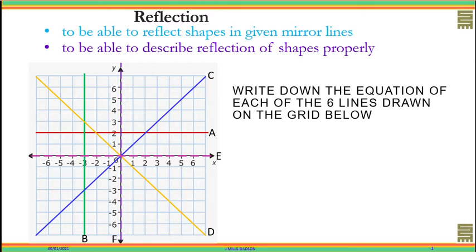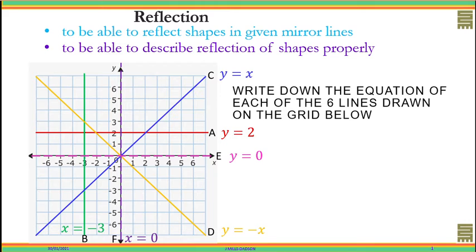Okay, let's check the answers. Line A is called y equals 2. Line B is called x equals -3. Line C is y equals x. Line D, y equals -x. Line E is y equals 0. And line F is x equals 0. These are names of equations that you must be familiar with because most of reflection questions in the exam make use of these kind of lines.